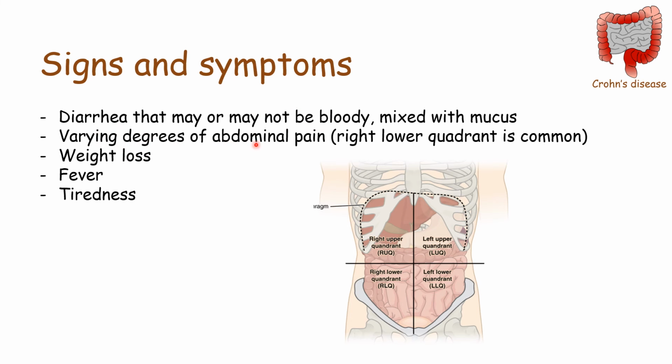So there will be varying degrees of abdominal pain depending on the severity of the disease, but a right lower quadrant pain is common. So like we talked before, Crohn's disease often affects the terminal ileum, and the terminal ileum sits around there where it connects to the cecum, which is right where the right lower quadrant covers. So you will see right lower quadrant pain quite commonly with Crohn's disease. There will be weight loss, fever, and tiredness.